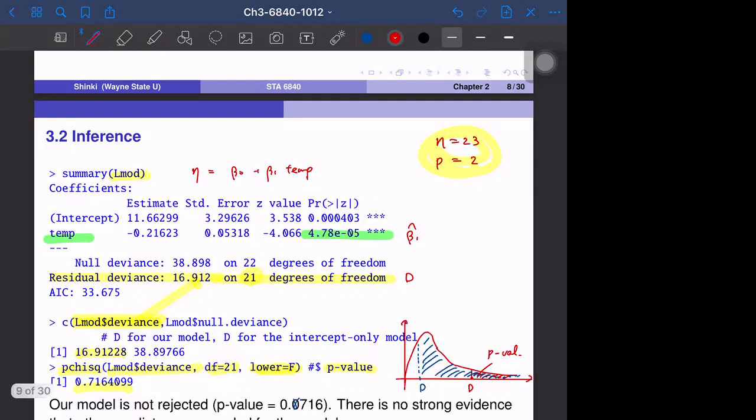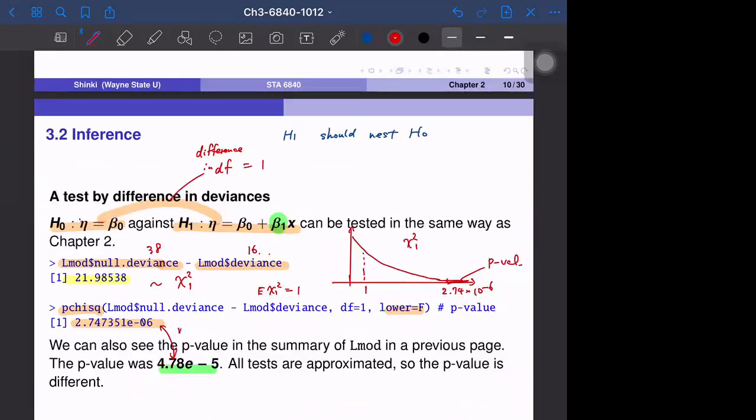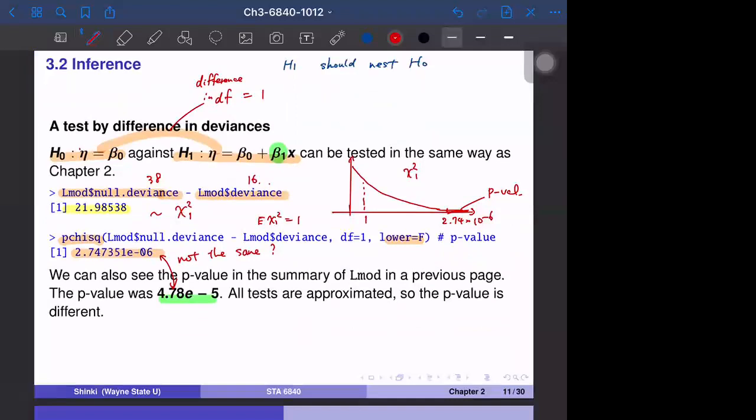We are not very happy that these two numbers are not the same, because we are testing the same thing. But this happens because all logistic regression or binomial regression results are approximate. This is the so-called likelihood ratio test, and asymptotically it converges to the chi-square distribution, but it is not exact for finite observations. That's why these two are different. But anyway, both are highly significant.